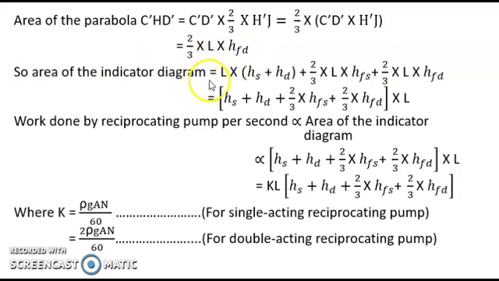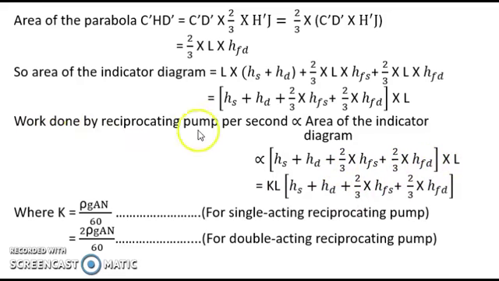So area of this indicator diagram is equal to capital L into HS plus HD plus 2 by 3 into capital L into HFS plus 2 by 3 into capital L into HFD, which is equal to HS plus HD plus 2 by 3 HFS plus 2 by 3 HFD multiplied by capital L. We know that the work done by the reciprocating pump per second is directly proportional to area of the indicator diagram. So the work done by the reciprocating pump per second is directly proportional to HS plus HD plus 2 by 3 HFS plus 2 by 3 HFD multiplied by capital L.